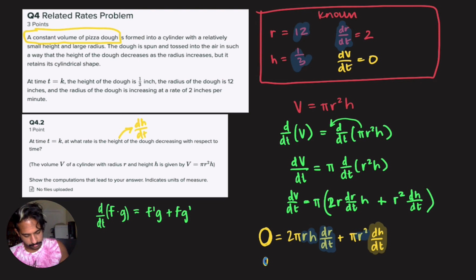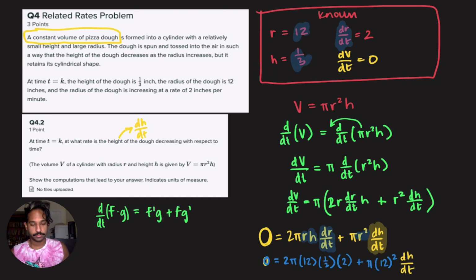Maybe it'll help to do different colors. 0 equals 2 pi times, what's r? r is 12. h is 1/3. dr/dt is 2. Plus pi, r is 12, squared, dh/dt. That's what we're trying to solve for. Maybe I'll keep that as yellow so we can see it.